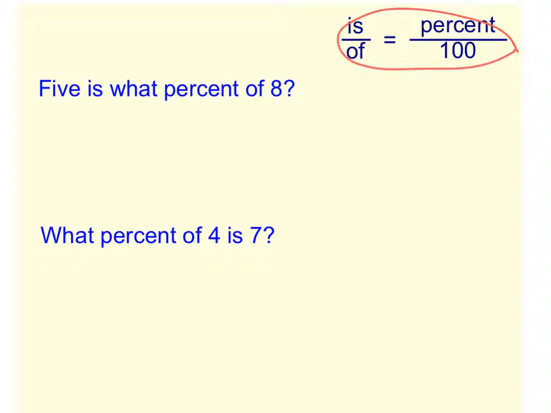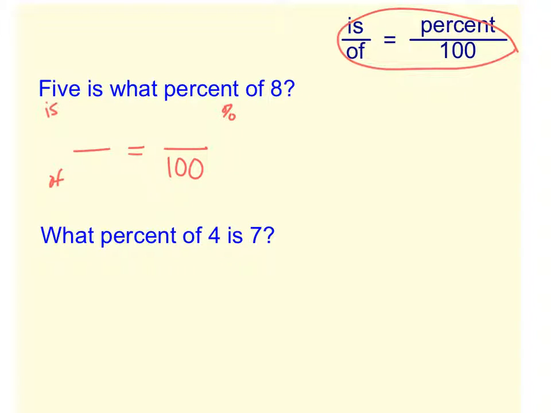So we're going to set up our percent proportion. I always start with this bottom right number. See how it's 100? That is always going to be 100. So I know to fill in a 100 there so I don't put any other numbers. And then what we want is the is over the of equals the percent, and then it's already over 100. So we want to figure out what numbers are representing the is, the of, and the percent.